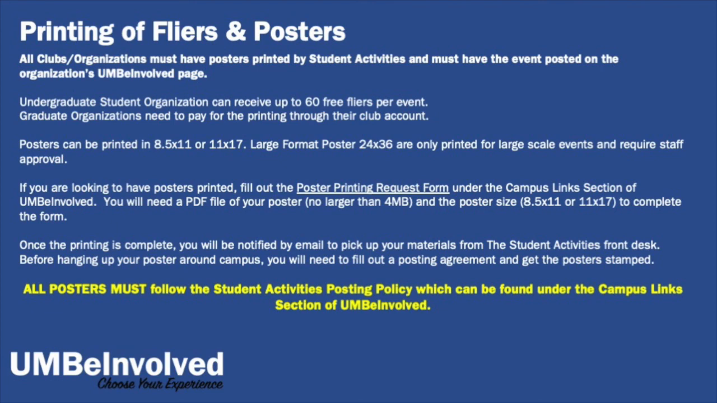Once the printing is complete, you'll be notified by email to pick up the materials from the Student Activities front desk. Before hanging up your posters around campus, you will need to fill out a poster agreement and get the posters stamped. All posters must follow the Student Activities posting policy, which can be found under the Campus Links section of UMBeInvolved.